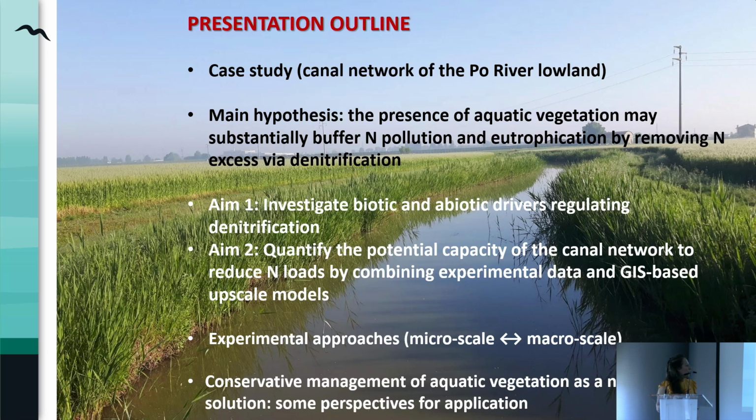This is the outline of my presentation. I will introduce the study case, that is the canal network of the Po River lowland in northern Italy, but it is representative of several irrigated watersheds in Europe. The main hypothesis is that the presence of aquatic vegetation may contribute to buffer nitrogen pollution and control eutrophication by removing nitrogen via denitrification.